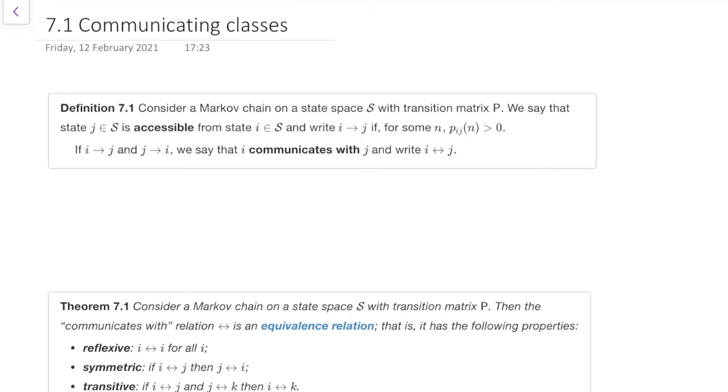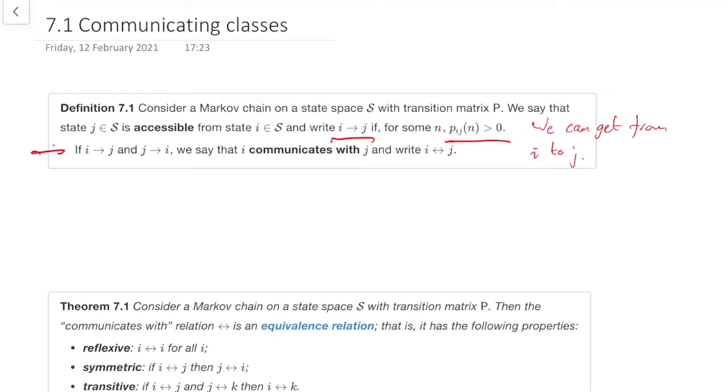Okay, so here's our definition. Definition 7.1 says we say that a state j is accessible from a state i, and we write this i arrows j, if for some n, p_ij^(n) is strictly greater than 0. So that means we can get from i to j. In particular, there's some n where we can get from i to j in n steps. So it doesn't have to be directly from i to j. It can be i to somewhere else, to somewhere else, to somewhere else, to j. If we've got that path from i to j, then we say j is accessible from i.